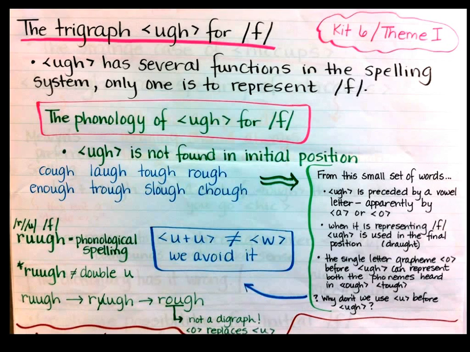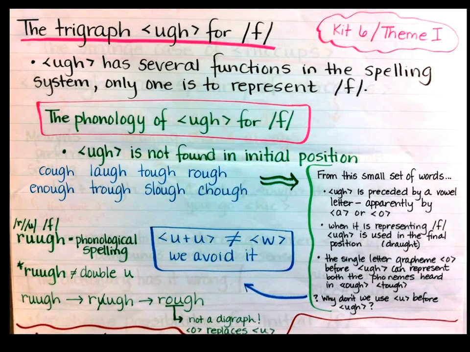From this small set of words that you see here, we can see that UGH is preceded by a vowel letter, apparently by an A or an O. So there's no ROF that says rough. That O somehow has something to do with the UGH being there. When it is representing the F sound, UGH is used in the final position. Draft is one of the only words that we see where that's not the case.